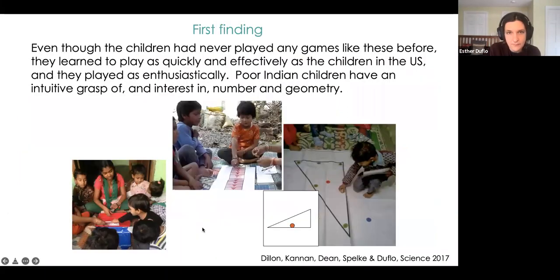And what we find is that the first thing that is very important is that even though kids have never played any games like this before, they learn to play as quickly and as effectively as children in the US. And when I say in the US, it's Cambridge children who are mostly children of postdocs and assistant professors. And they played as enthusiastically. Poor Indian children, very much like rich, highly educated children of highly educated parents in Cambridge, have an intuitive graph and an interest in number and geometry.